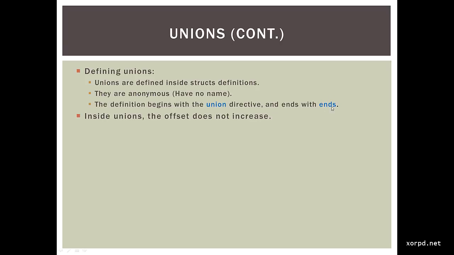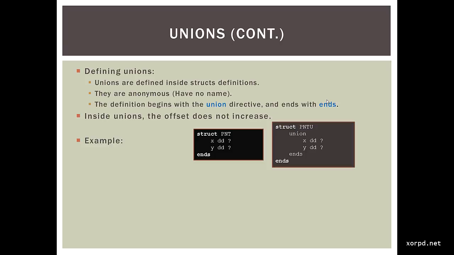The definition begins with the union directive and ends with ENDS. I want to emphasize it, ENDS also ends structs. So you can use this directive ENDS to end a union or to end a struct. Inside unions, the offset does not increase, as opposed to structures, where the offset increases for every field that you add. Let's look at a very simple example just to understand the difference between a structure and a union.